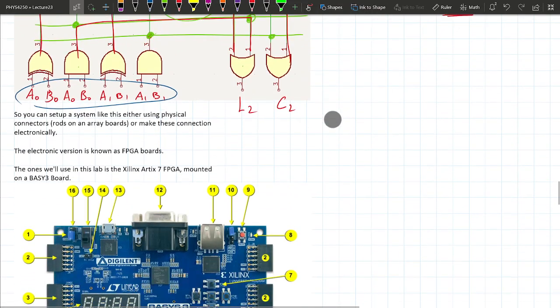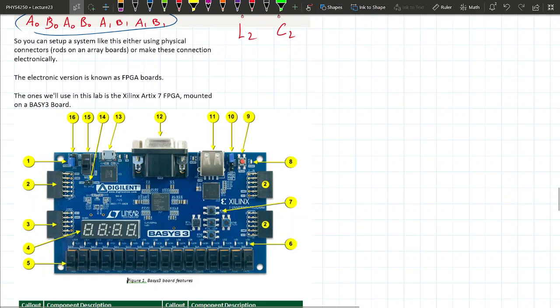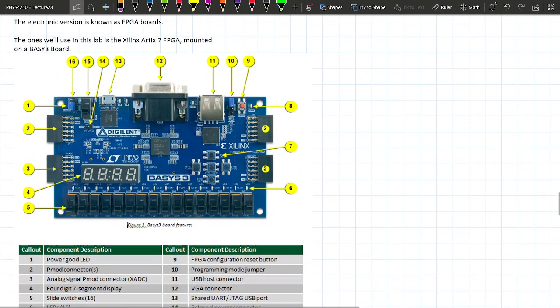So that's sort of the idea of these field programmable gate arrays, where you just connect these cross wires at different places. And this is what we're going to do.